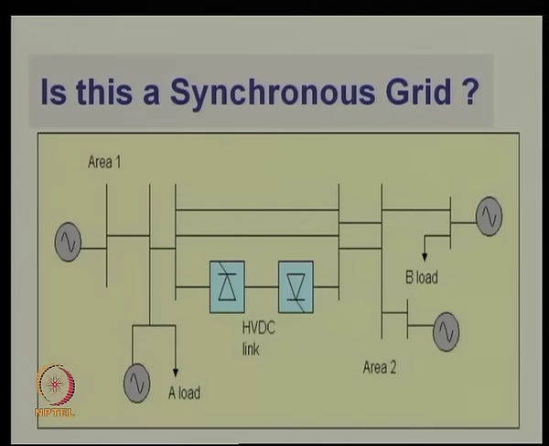The answer is that it is a synchronous grid. The reason is that the power flow in the parallel AC lines is still determined by the phase angular difference at the two ends. So if the frequencies of the synchronous machines on either side of the grid are different, you will find that the power flow will be unsteady in the AC lines, and as a result we will not be able to operate stably in this fashion. So what I showed you was an example of an HVDC link embedded in a synchronous grid. In such a case, this is still a synchronous grid.